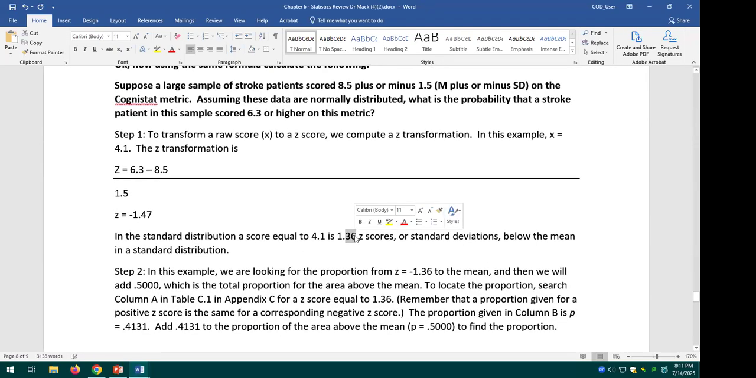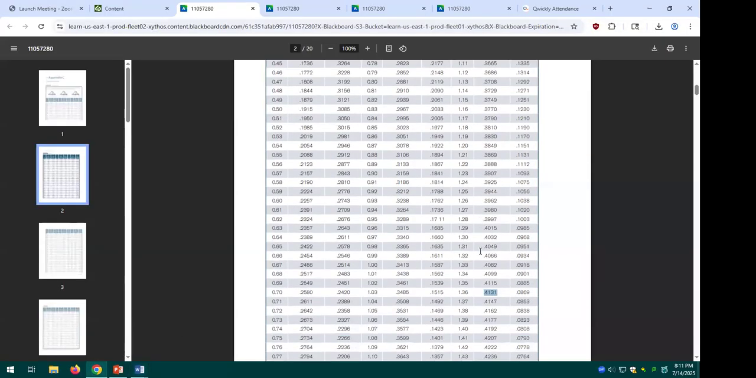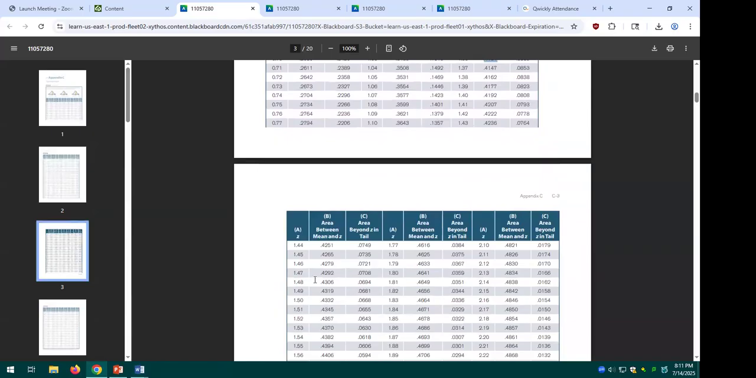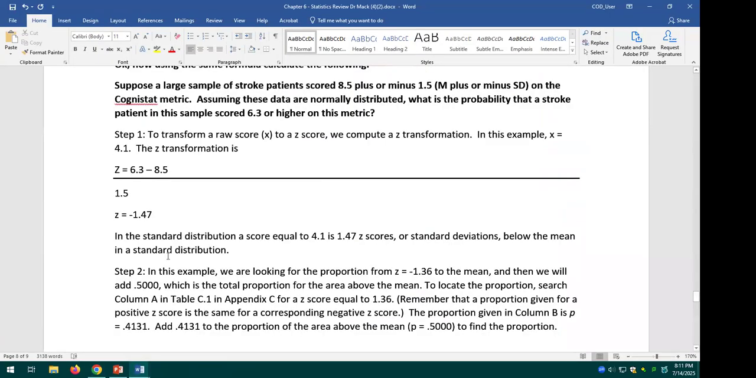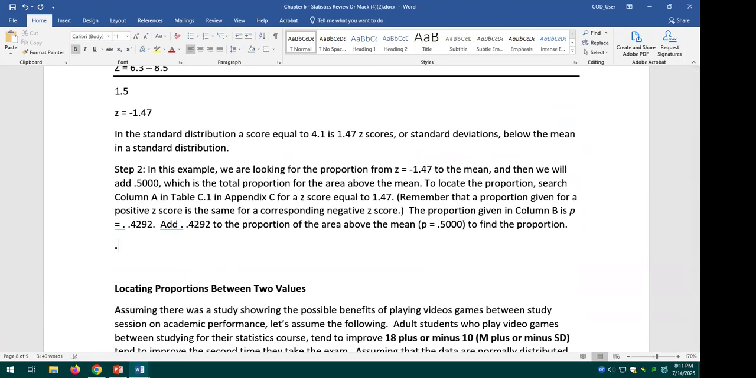So this is 1.47 z-scores. All we do is look that up, 1.47, which is 0.4292. So we're going to add this. And this is 1.47. So we would add 0.4292 plus 0.5000, and we would get 0.9292, which would be our probability.